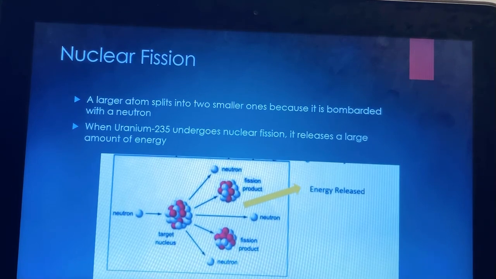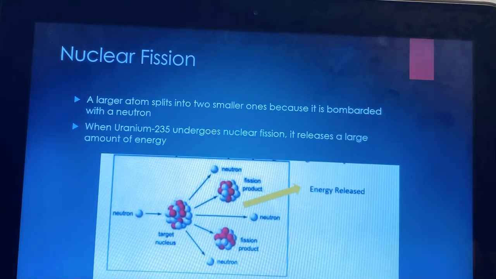In nuclear reactions, a lot of energy is released. A common example of this is uranium-235, which undergoes nuclear fission to release a large amount of energy. That's how nuclear power plants get their energy.